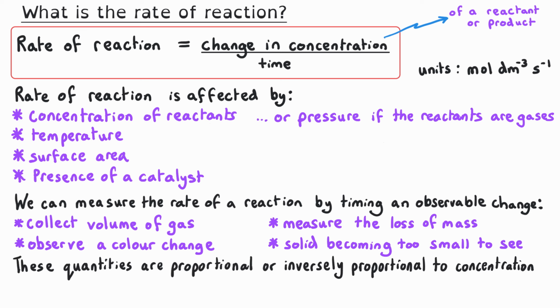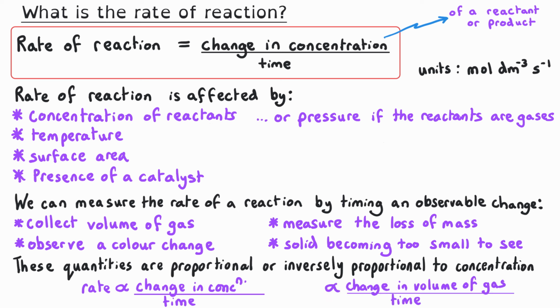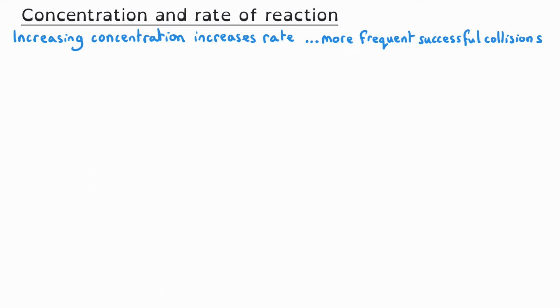All of these quantities are either proportional or inversely proportional to the concentration, and so their values can lead to meaningful calculations about the rate of a reaction, whereby the rate might be proportional to the change in concentration over the time, but it would also be proportional to, for instance, the change in volume of gas produced over time as well. Rate equations show you how important each chemical is for the rate of a particular reaction.